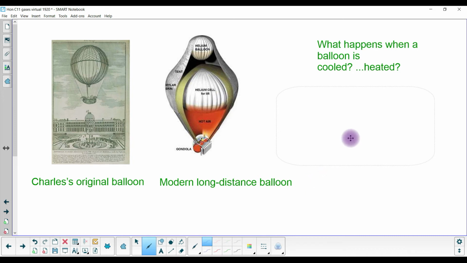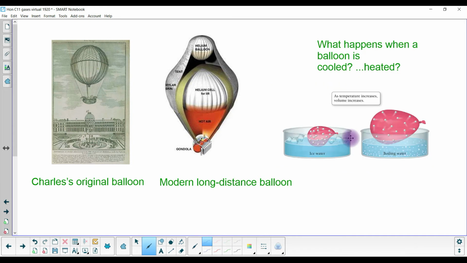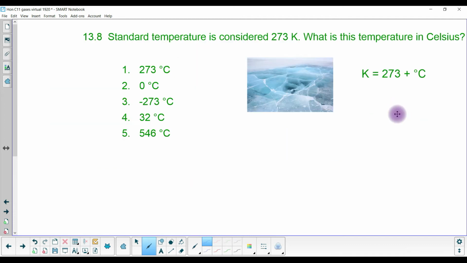When you take it out, you're going to find that the balloon will be smaller because the particles are closer together. They don't have enough energy to press against the side of the wall. If the balloon is heated, the volume is going to increase because the particles are moving faster. They're going to hit the wall more often, and they're going to hit it with greater force, causing the balloon to swell. Standard temperature is 273 Kelvin. What is that in Celsius? That is 0 degrees Celsius.